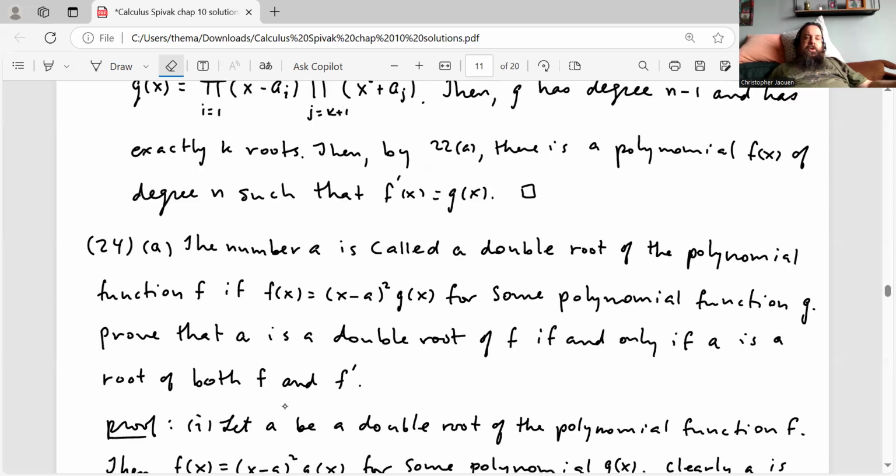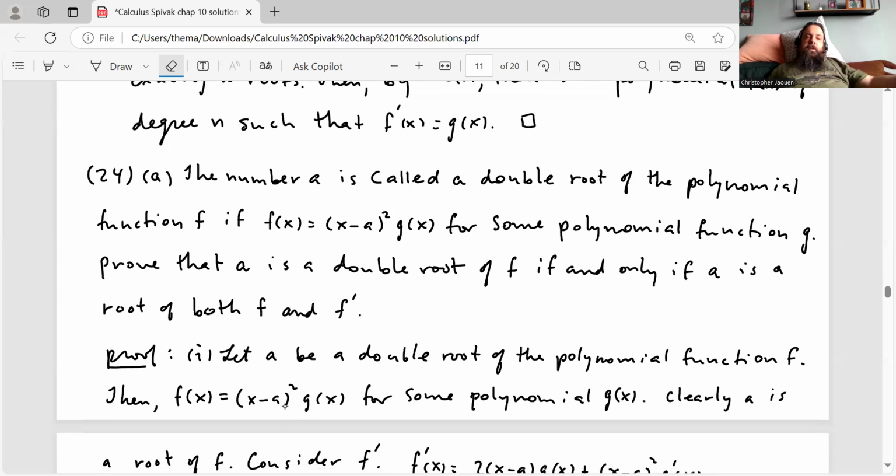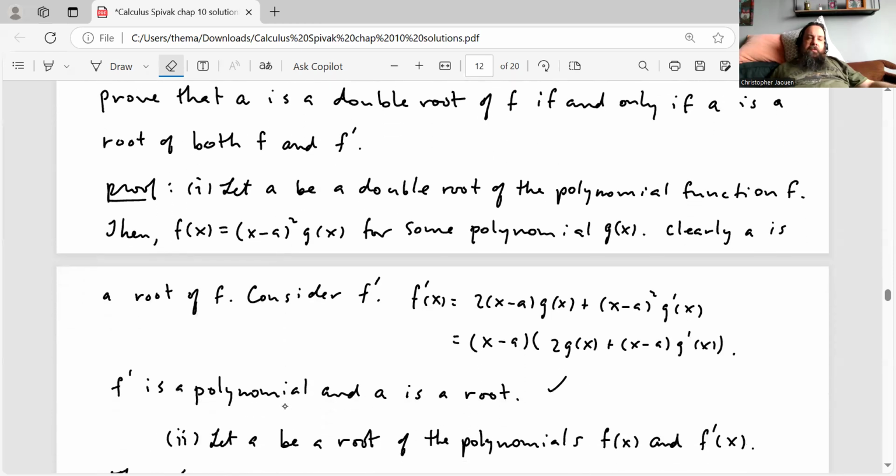Okay, question 24, part A. The number a is called a double root of the polynomial function f if f of x equals x minus a squared times g of x for some polynomial function g. Prove that a is a double root of f if and only if a is a root of both f and f prime. All right, here's my proof.